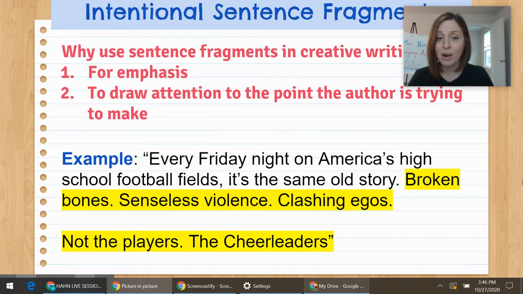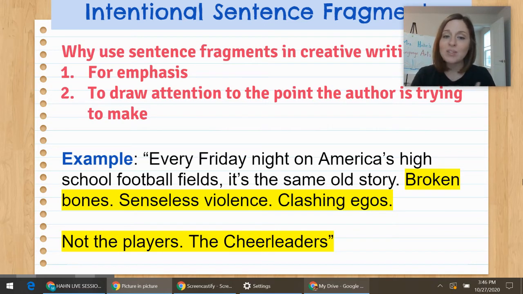Every Friday night on America's high school football fields, it's the same old story. Broken bones, senseless violence, clashing egos. Not the players, the cheerleaders. Okay, so here I've got broken bones is a fragment, senseless violence is a fragment, clashing egos is a fragment. We also have not the players, the cheerleaders. There's a lot going on here.